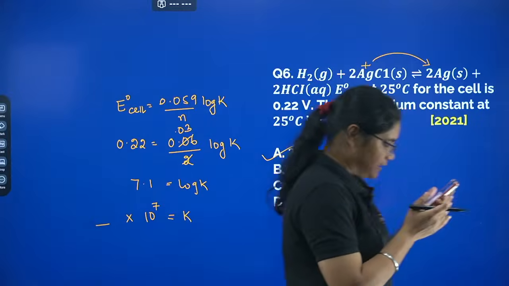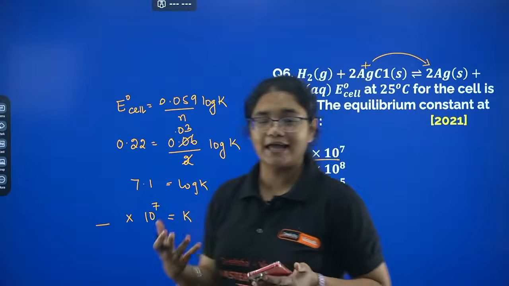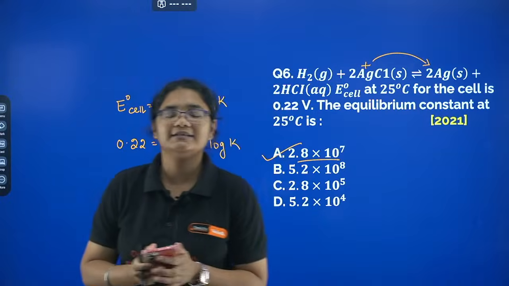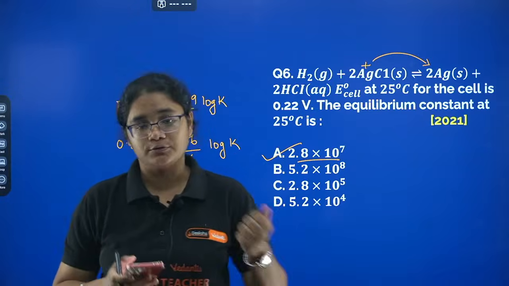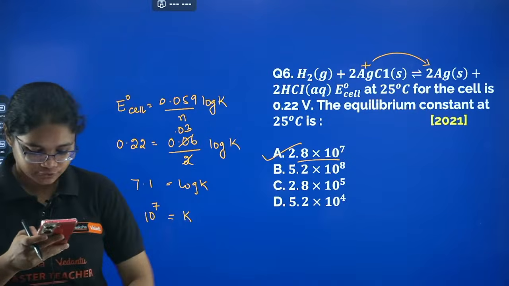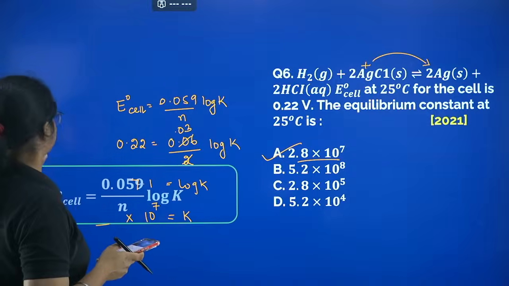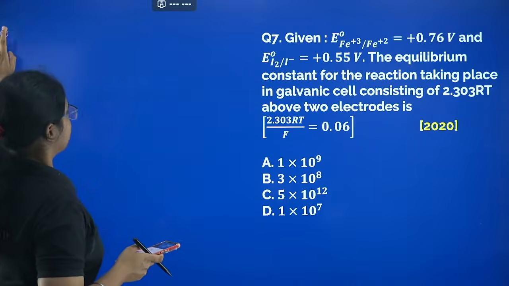You can definitely take 0.059, but for easy calculation in competitive exams, it is better to round it off to 0.06. Option A is absolutely correct, to those who are saying so. Now let's move to the next question, that is question number 7 here.